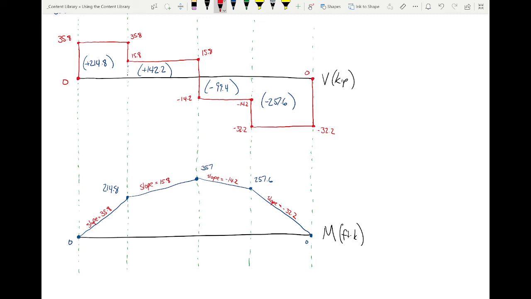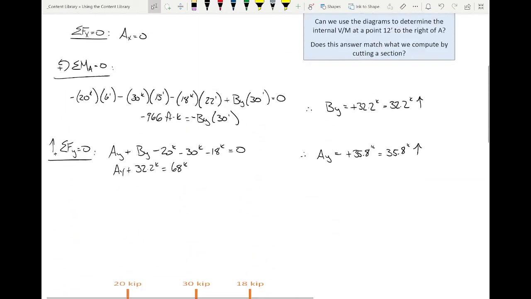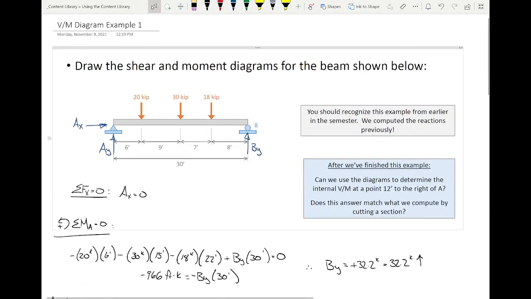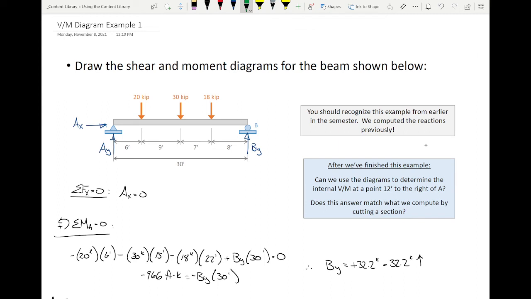I want to look at this question that was posed at the top. After we've finished this example, can we use the diagrams to determine the internal shear and moment at a point 12 feet to the right of A? And does this answer match what we compute by cutting a section? So, let's see something. 12 feet to the right of A would be like a cut right here. We'll call this section 1-1.